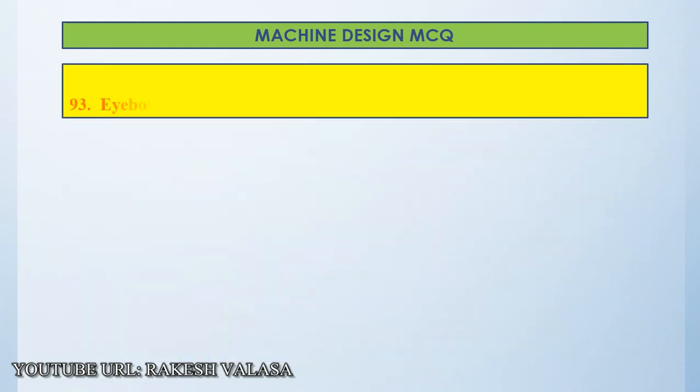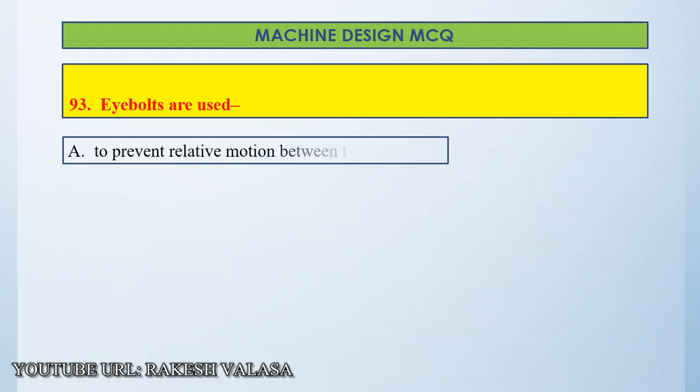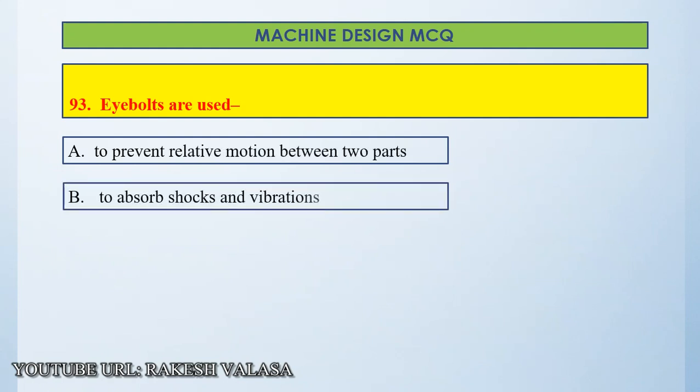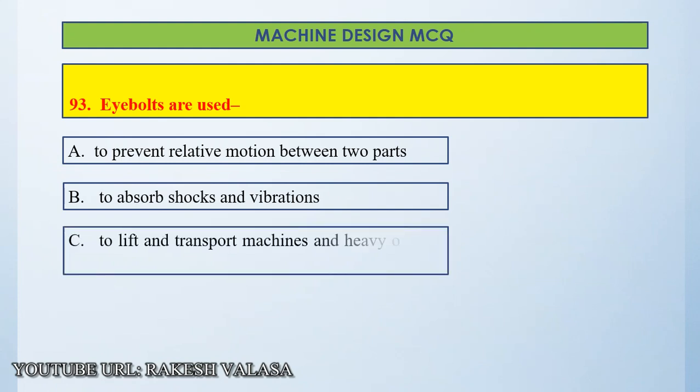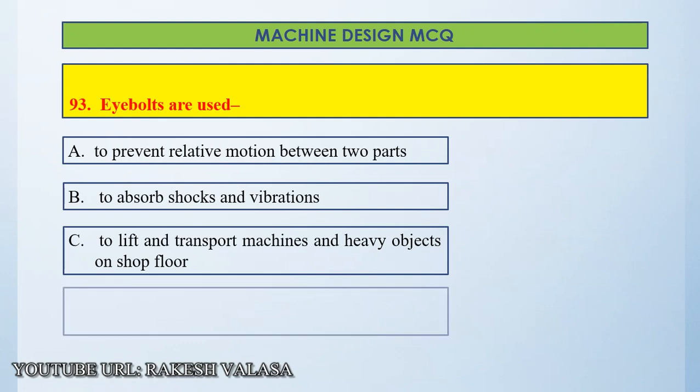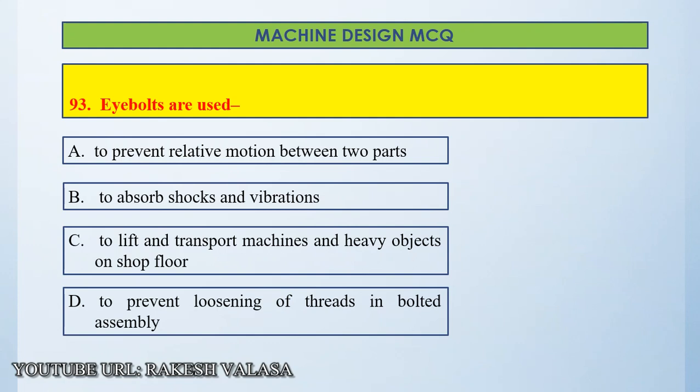Question number 93. Eye bolts are used: option A, to prevent relative motion between two parts. Option B, to absorb shocks and vibrations. Option C, to lift and transport machines and heavy objects on shop floor. Option D, to prevent loosening of threads in bolted assembly.